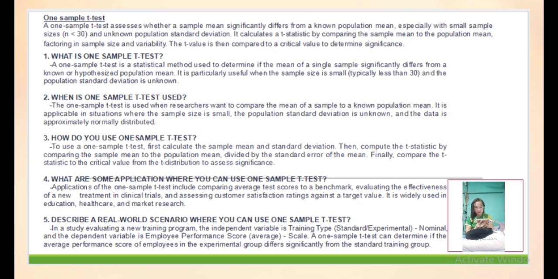Number 5. Describe a real-world scenario where you can use one sample t-test. In a study evaluating a new training program, the independent variable is training type, standard or experimental, which is nominal, and the dependent variable is employee performance score, an average scale. A one sample t-test can determine if the average performance score of employees in the experimental group differs significantly from the standard training group.